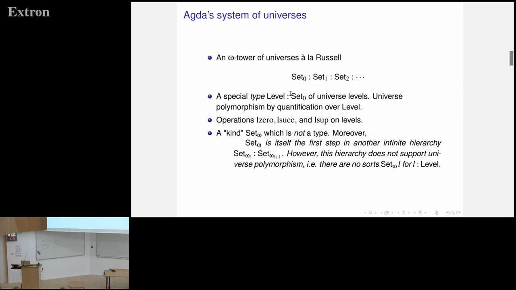Okay, so here is how Agda, the approach to universes which has been implemented in Agda. So first, there is an omega tower of universes à la Russell, Set equals Set 0, Set 1, Set 2, etc. You know, Martin's notation, these are U dot, U dot plus, and, or U plus dot and U plus plus dot, etc.